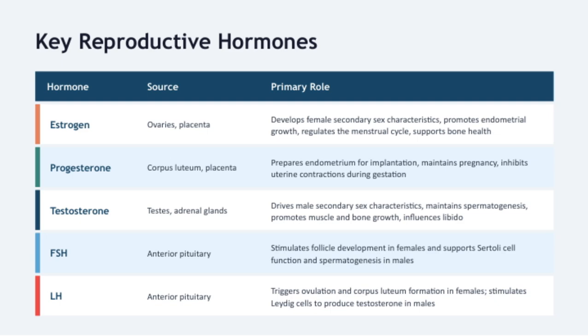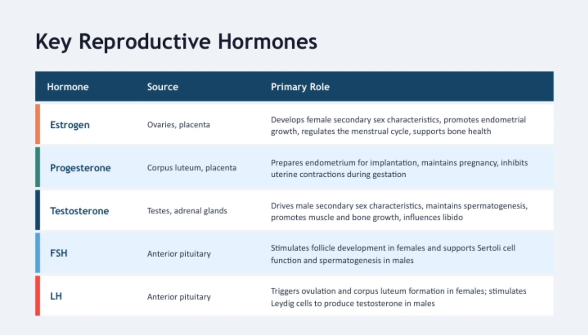Next is FSH, also from the anterior pituitary. In females, FSH promotes follicle development in the ovaries, preparing eggs for ovulation. In males, FSH supports Sertoli cells to facilitate spermatogenesis, the process of sperm production.